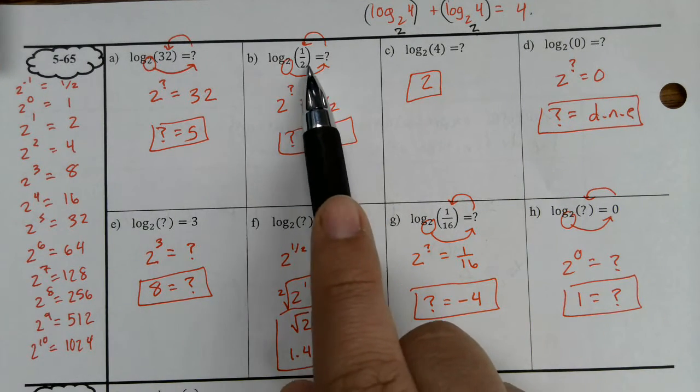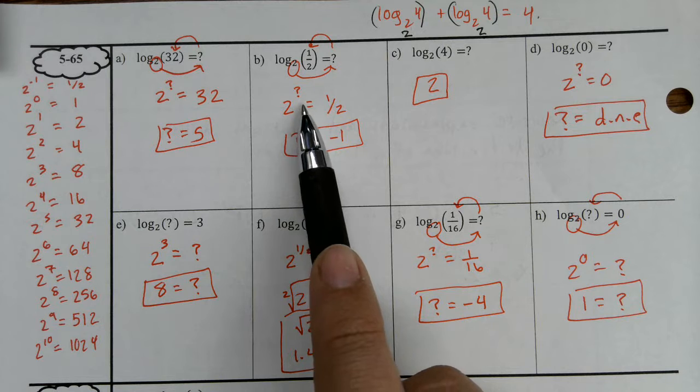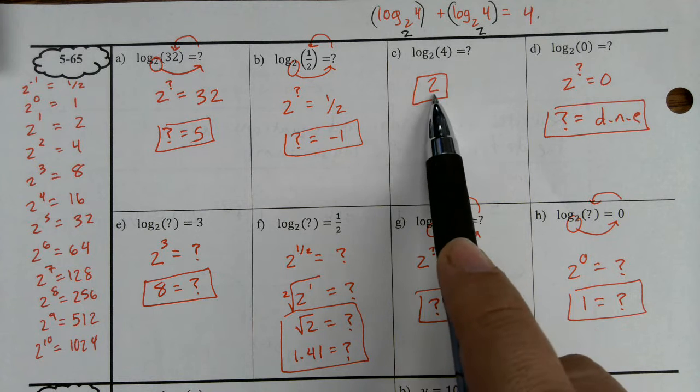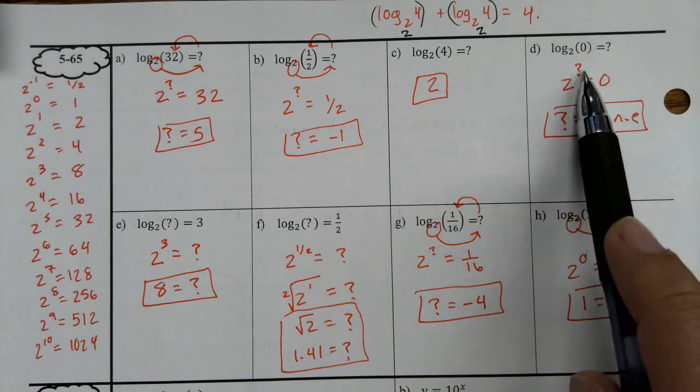2 to what power gives you 1 half? Sorry, 2 to the negative 1 power gives you a half. 2 to what power gives you 4? The answer is 2. 2 to what power gives you 0?